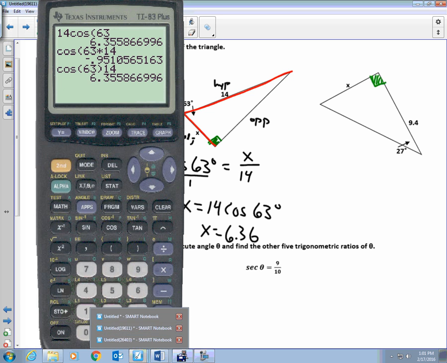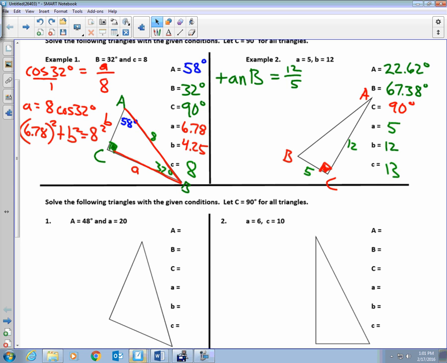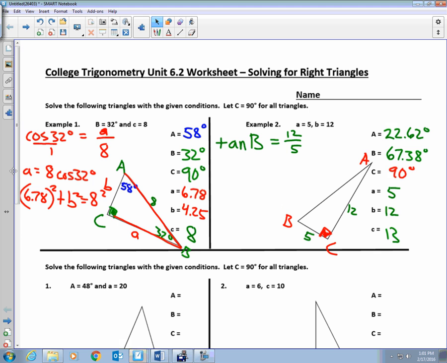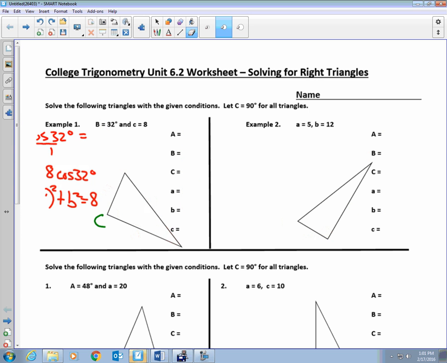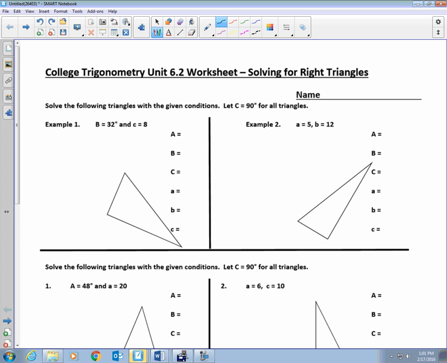Okay, we flip from this to this. So 4.79 should be your answer for that last problem we did. We now turn to this piece. We're going to do example 1 and example 2 together. And our goal now is to solve for the entire triangle. Not just one side, but the entire triangle.